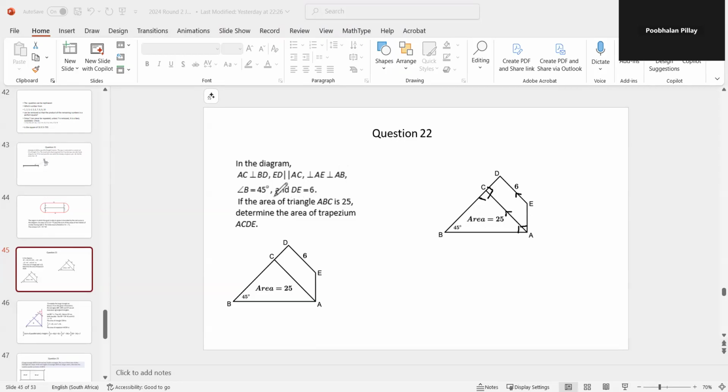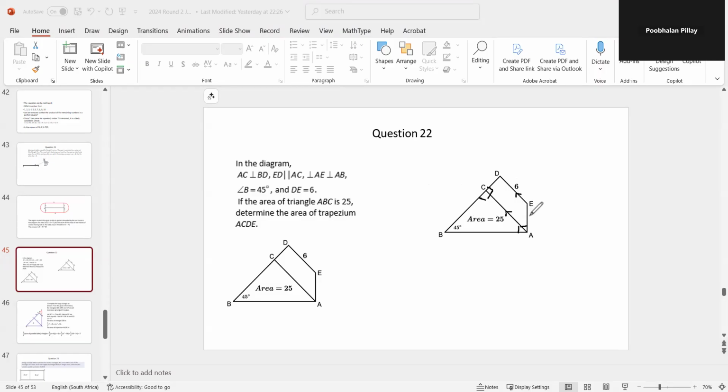You have angle B is 45 degrees. Okay, that's shown, yeah? And DE is 6. DE is 6. So that's also shown. Now, they say determine the area of the trapezium ACDE. So the problem is to determine this area just of the trapezium.